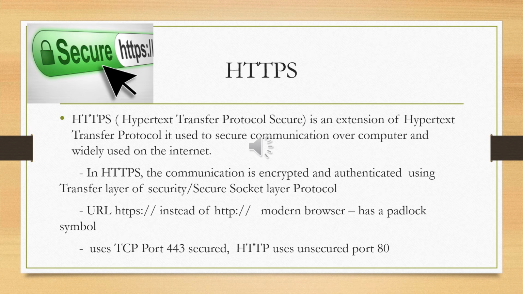The HTTPS URL begins with https:// instead of http://. Modern web browsers also indicate that a user is visiting a secured HTTPS website by displaying a padlock symbol to the left of the URL. Because data can be sent with or without the use of SSL, one way to indicate a secure connection is by the port numbers. By default, HTTPS connections use TCP port 443, and HTTP, the unsecure protocol, uses port 80.